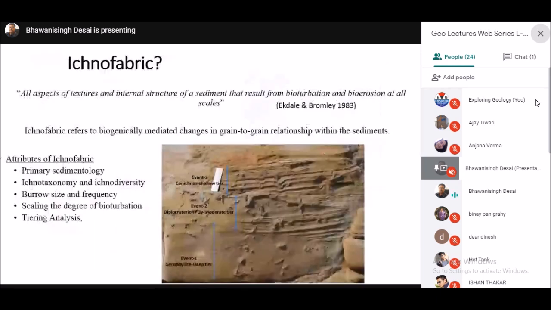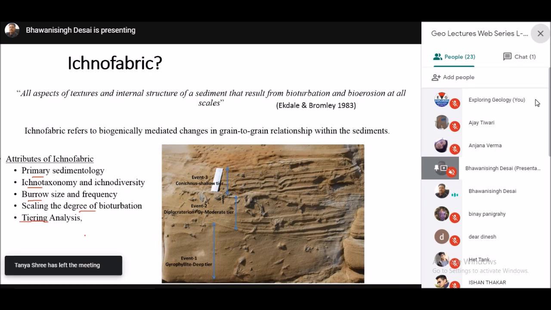So this is a second technique. Basically, ichnofabric works in both ways. It takes the good aspects of ichnofacies and the good aspects of sedimentology, mixes them, and gives an understanding. It takes into account primary sedimentology, ichnology, burrow size, degree of bioturbation, and tiering. Tiering means at what level an animal is suited to live.